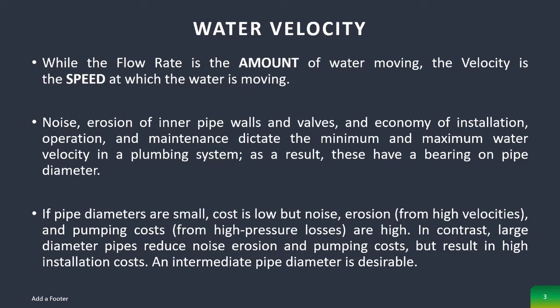So, the smaller the area of the pipe, so mas maliit din yung diameter ng pipe, na ibig sabihin ay mas mataas yung water velocity. If pipe diameters are small, cost is low but noise, erosion, and pumping costs are high. In contrast, large diameter pipes reduce noise, erosion, and pumping costs but result in high installation costs. An intermediate pipe diameter is desirable.